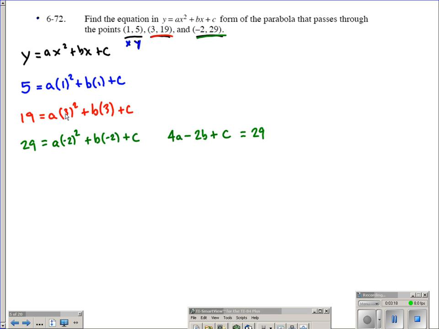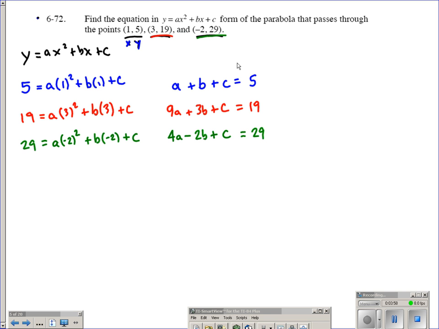Let's do our red one now. 3 squared is 9, times a gives us 9a. b times 3 gives us a positive 3b, plus c equals 19. And then we'll do the blue one. 1 squared is 1 times a, so it's just going to leave us with a. There's no need to write 1a. Plus b plus c equals 5.